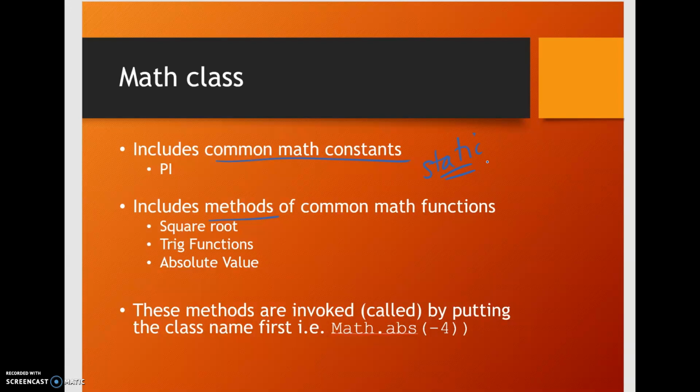We'll talk more about static in future days, but essentially what static means is that you don't need an object to call the methods. Instead, we call them through the class name. So we put the class name, dot, the method name. That's similar to how we invoke the print line. We say System.out. We're calling it in a different way there.